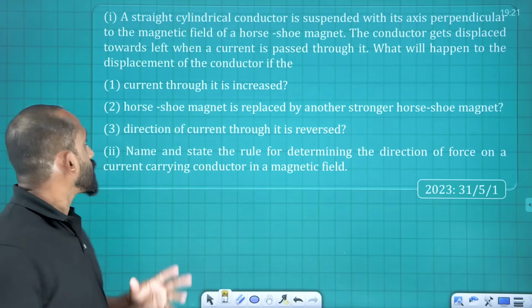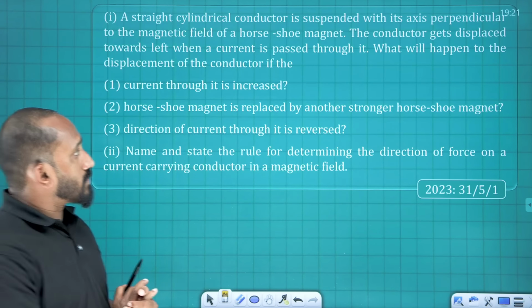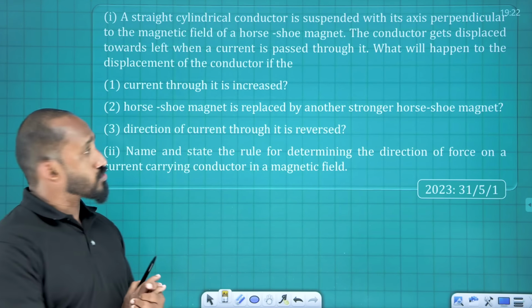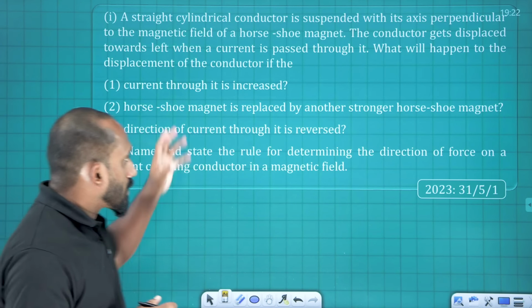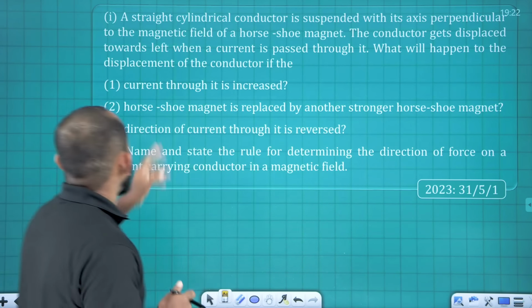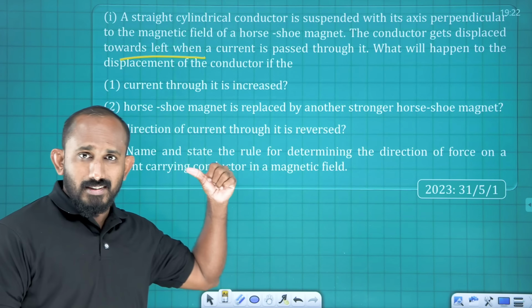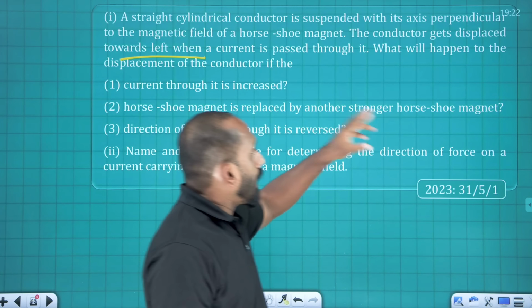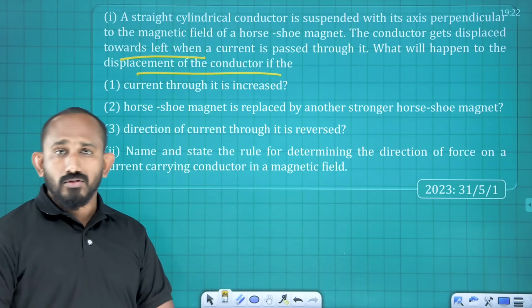Another question. A straight cylindrical conductor is suspended with its axis perpendicular to the magnetic field of a horseshoe magnet. See, the same question in another flavor. The conductor gets displaced towards left. There it was towards right. When a current is passed through it, what will happen to this displacement of the conductor?